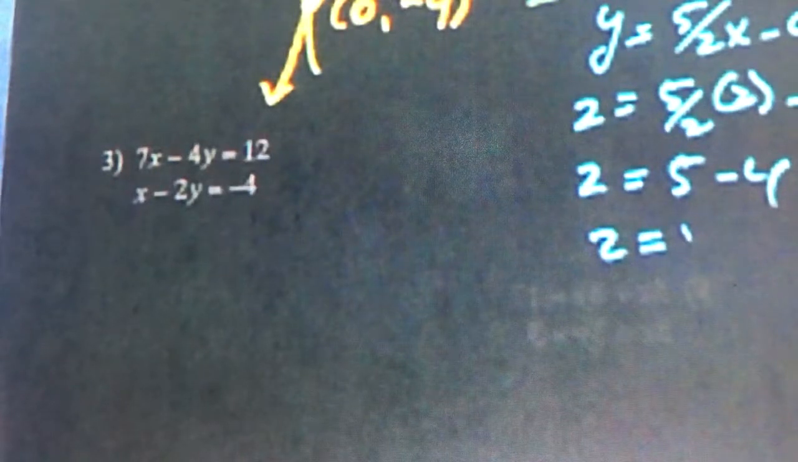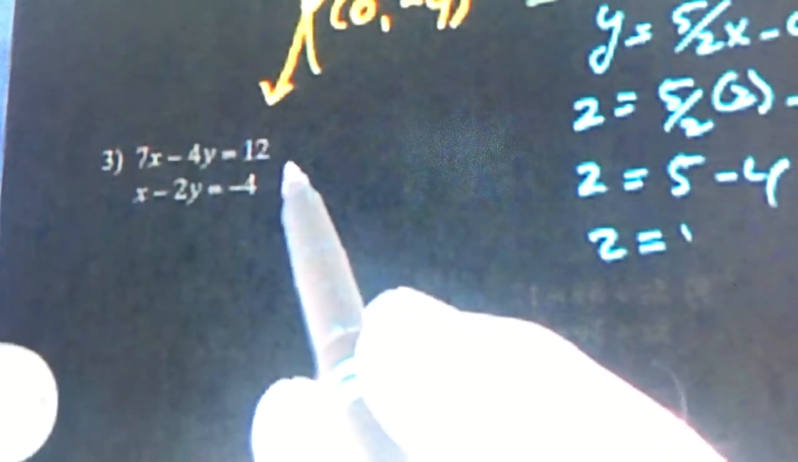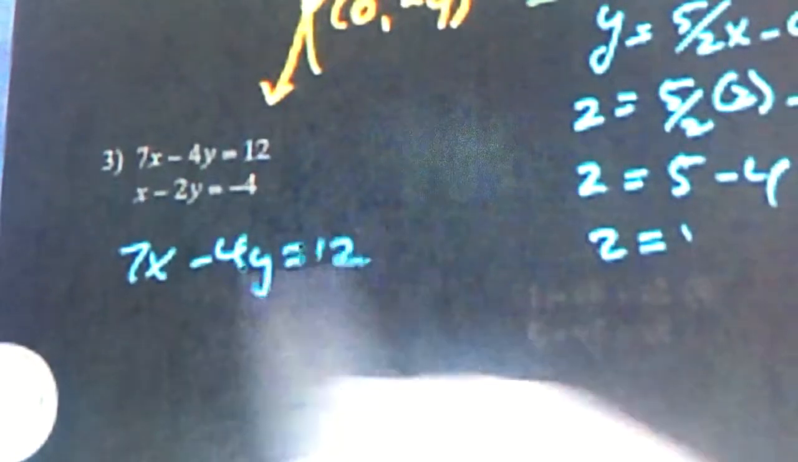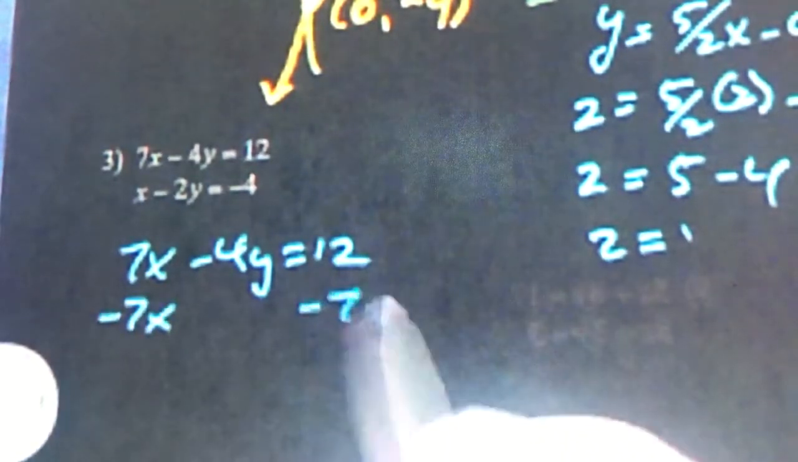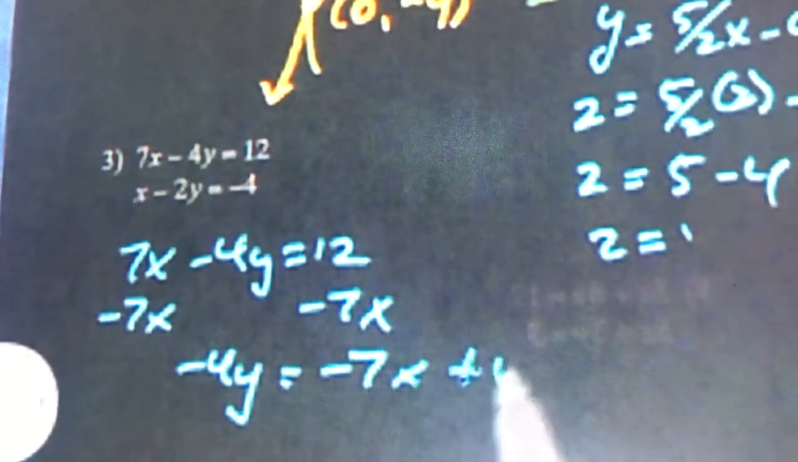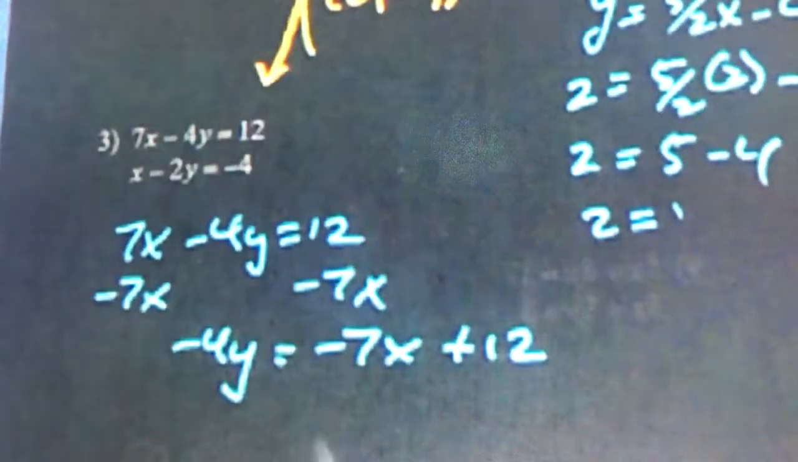Now the other kind of equation we get is not in y equals mx plus b form, so we have to convert it first. So let's take the first one, 7x minus 4y equals 12. We subtract 7x from both sides. We get minus 4y equals minus 7x plus 12. That's the invisible plus sign there. And we divide by negative 4.